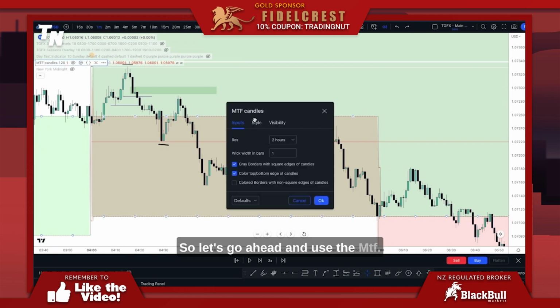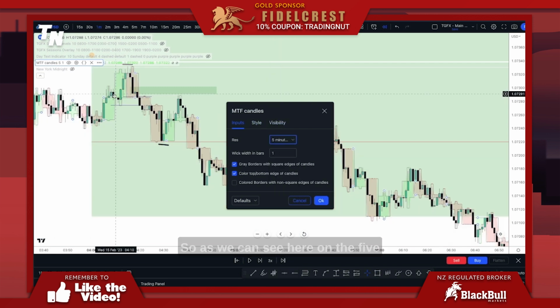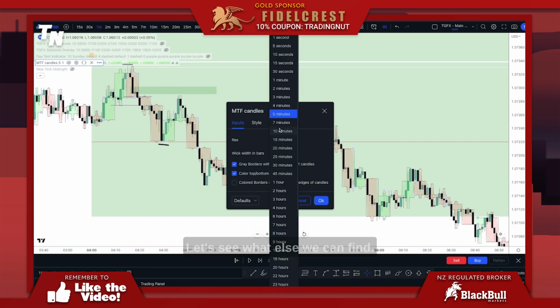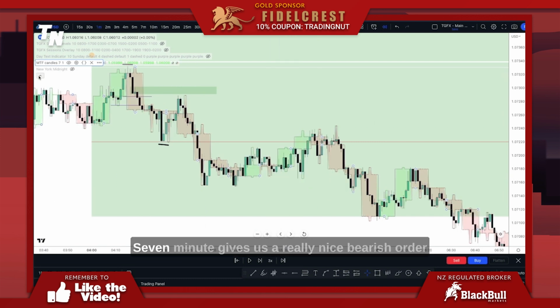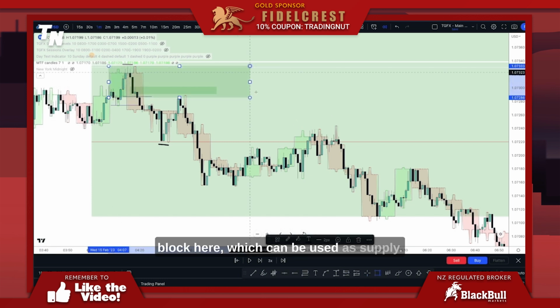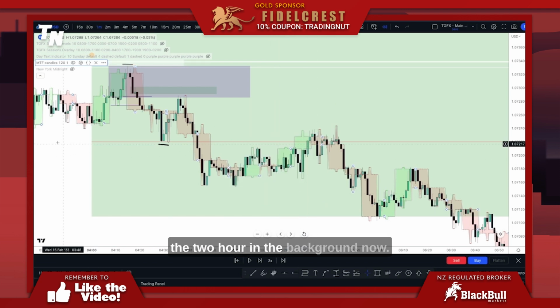So let's go ahead and use the MTF candles real quick to find a time frame that shows us a clear bearish order block. As we can see here on the 5 minute, we did get a nice bearish rejection. Let's see what else we can find. The 7 minute gives us a really nice bearish order block here, which can be used as supply. Let's go ahead and put this back on the 2 hour in the background now.